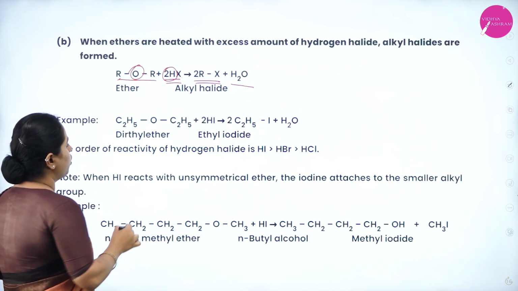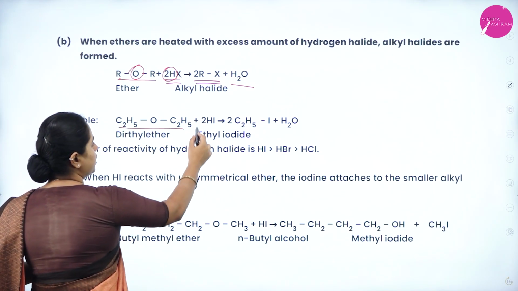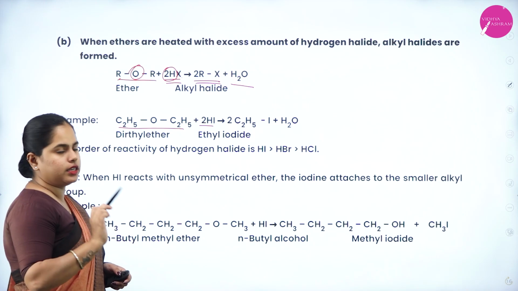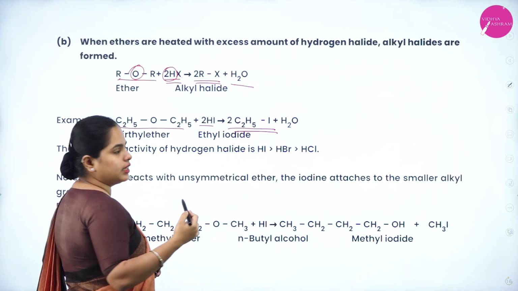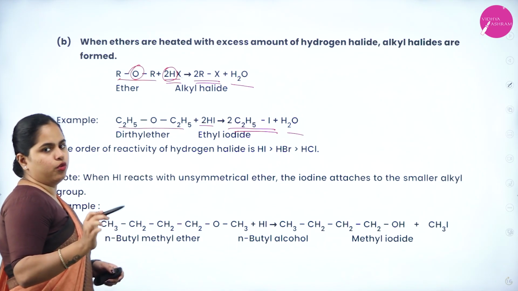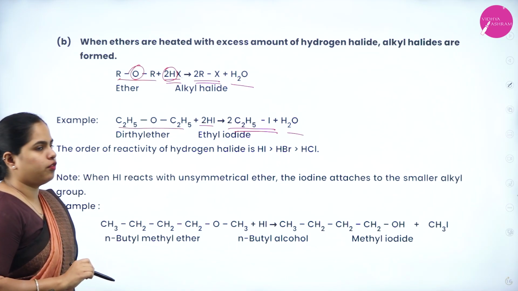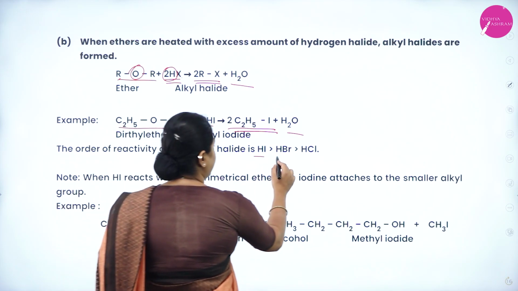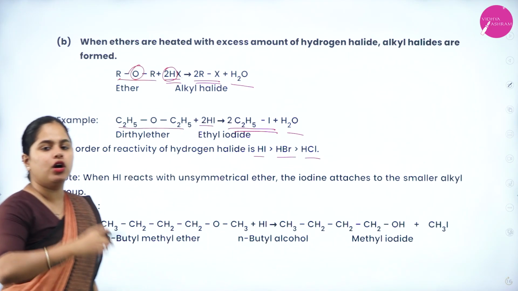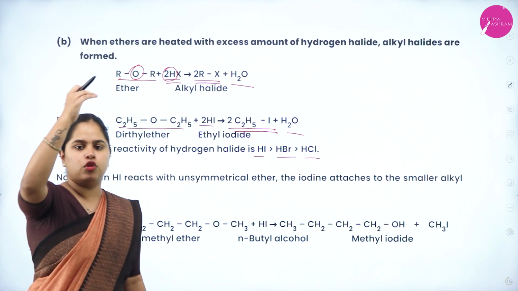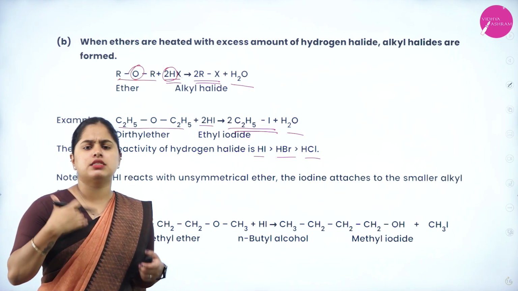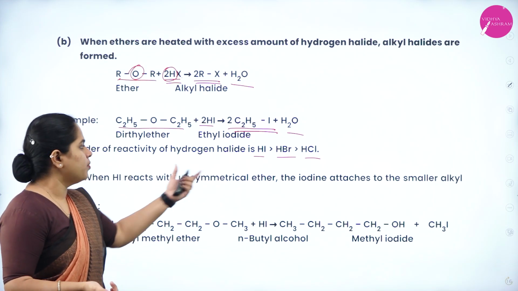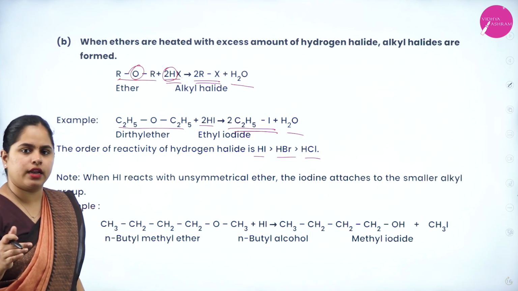Now C2H5OC2H5, diethyl ether we have taken, reacts with excess of hydrogen iodide. What is going to happen? You're going to get alkyl halide. Which one? It is ethyl iodide, and water will be removed. Now the order of reactivity of hydrogen halides will be HI, HBr, HCl. Because as we move down the group, that is fluorine, chlorine, bromine, iodine, the size of the atom increases. Hence its reactivity also increases. So hydrogen iodide will have the highest reactivity.